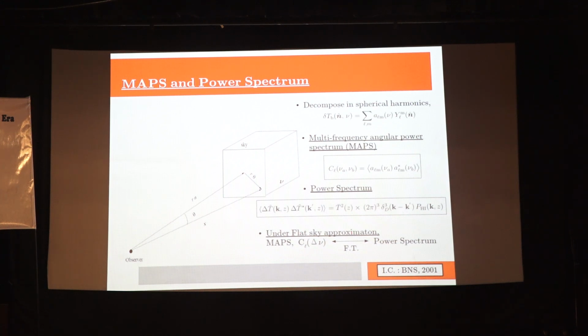Now, under the flat sky approximation, which is the case for small field of view of observations, the multi-frequency angular power spectrum as a function of frequency separation, where delta nu is basically the magnitude of the difference between nu A and nu B, is related to the power spectrum by a Fourier transform along this delta nu direction.